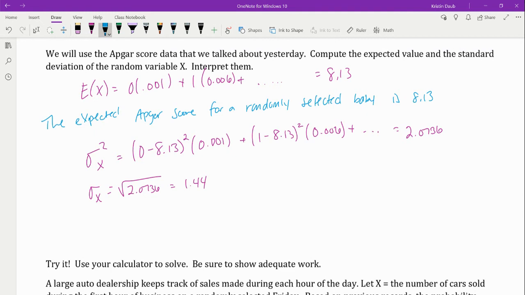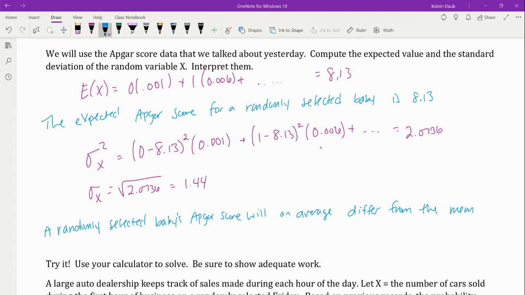So we'll use the same general interpretation that we've used for standard deviation in the past. What I'm going to say for this is a randomly selected baby's APGAR score, to put the context in there, will, on average, differ from the mean. And the mean here is 8.13, by 1.44. And then maybe it's points. Again, I don't really know the context. Maybe I'll just say units. Or maybe points is a better word there. But that's how much on average it's going to differ.